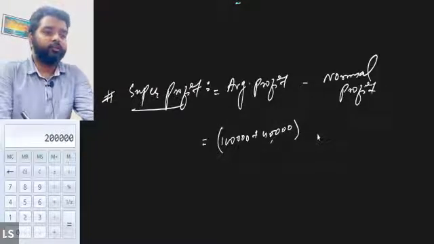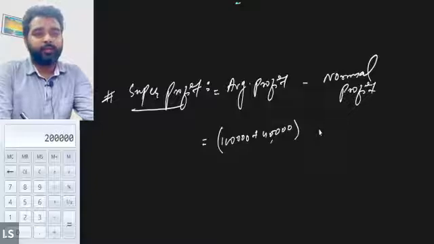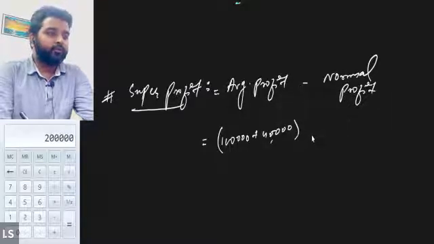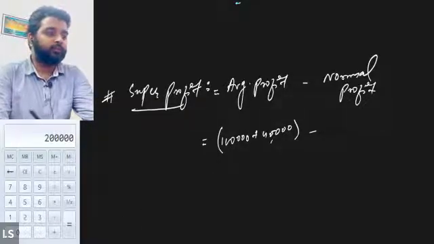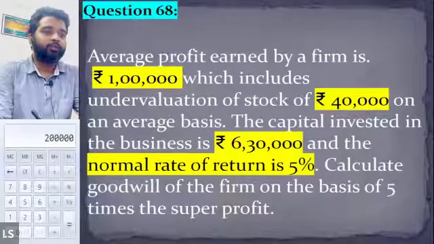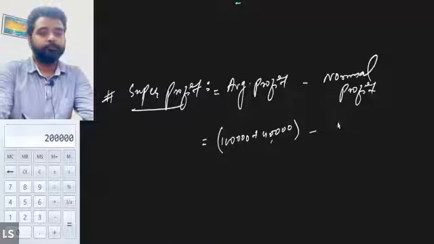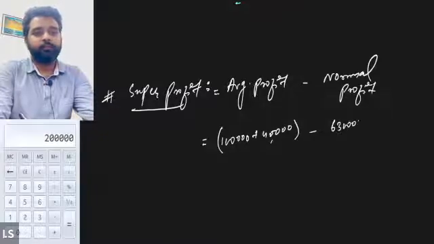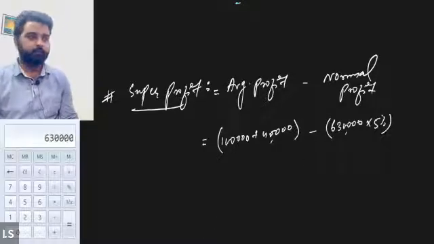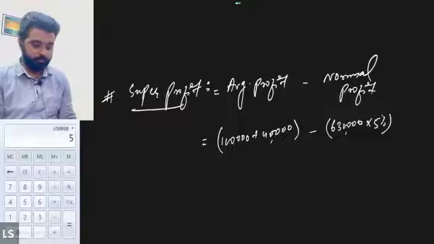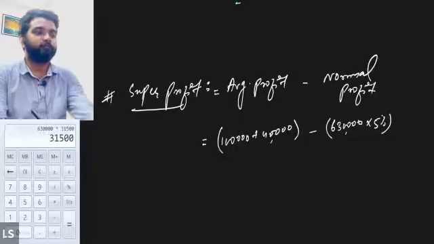Why are we adding 40,000? Because earlier the profit was calculated with undervaluation of the stock. So in order to rectify this error, we have to add 40,000. And then we will calculate the normal profit considering the rate of return and the capital employed. 6,30,000 is the capital employed and the normal rate of return is 5%. So 6,30,000 into 5% will be 31,500.